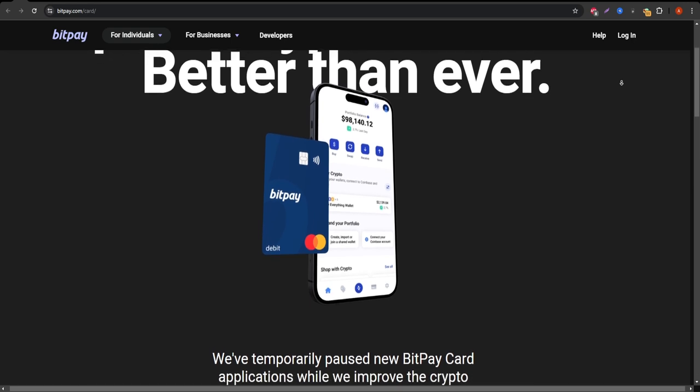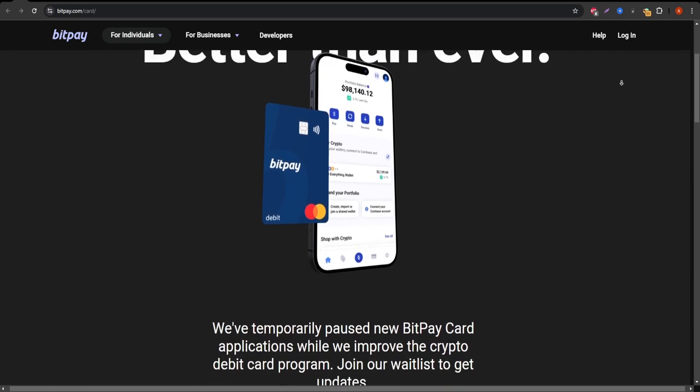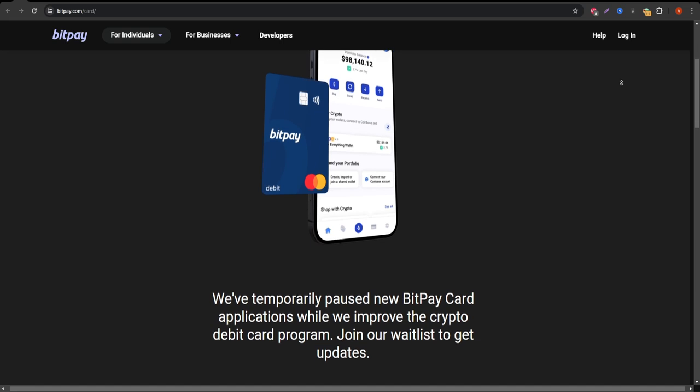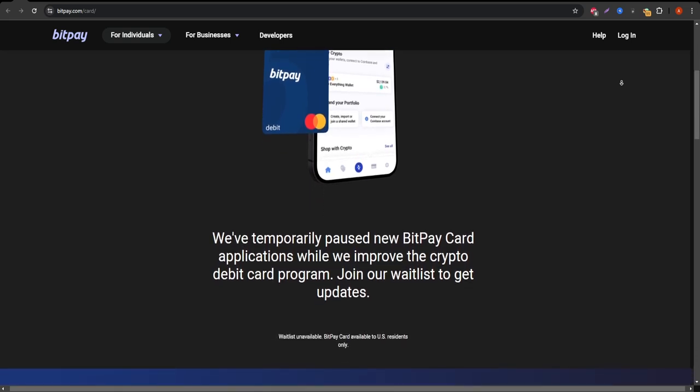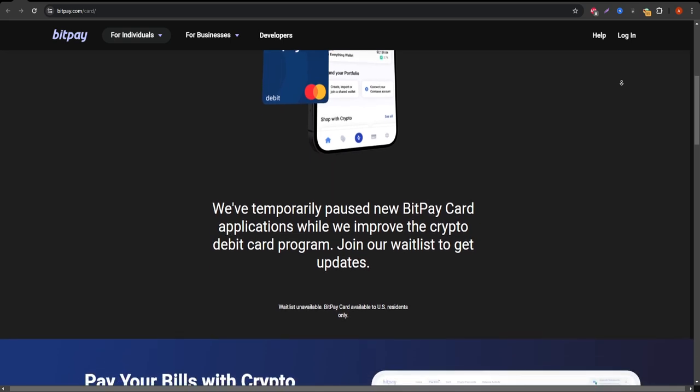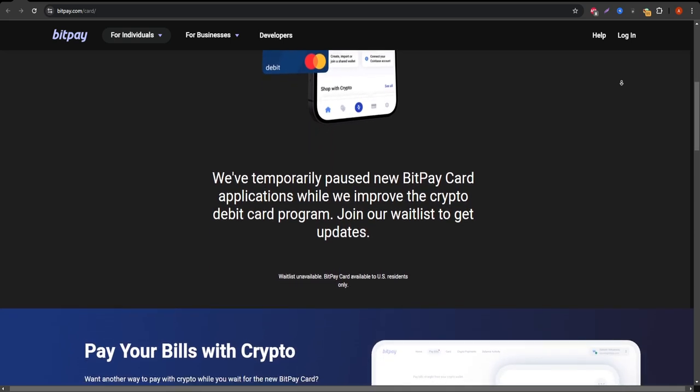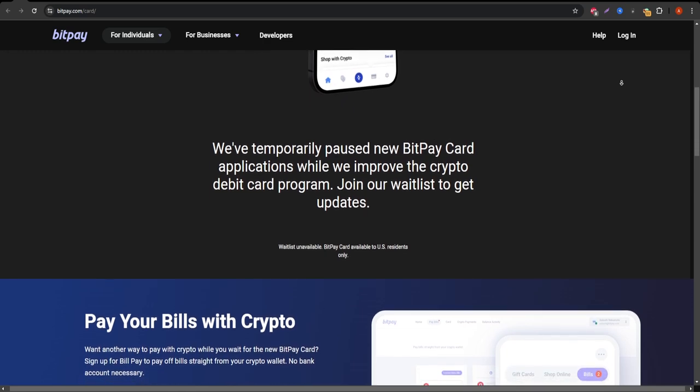The BitPay debit card is a payment card that allows you to convert your cryptocurrency into fiat currency, making it usable for everyday purchases. It is linked to your BitPay wallet, and it can be used for transactions wherever debit cards are accepted, both online and in-store.